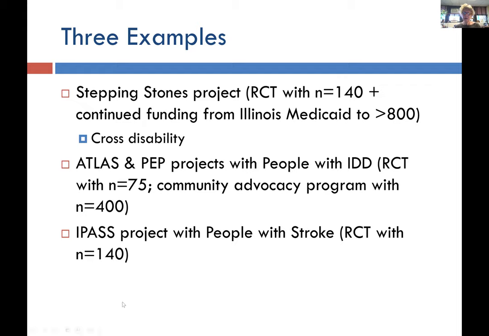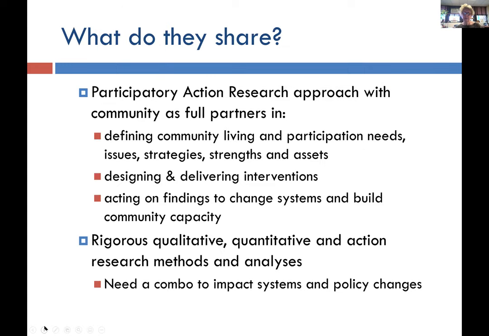And then the last project was specific to people with stroke. It focused on people who were right after a stroke, in acute care or rehabilitation, who were trying to return home, who were at high risk of landing in a nursing home or went into one even for a short period of time, and wanted to get back to community living and participation. We were also able to do a randomized control trial with them, with 140 people in two states.